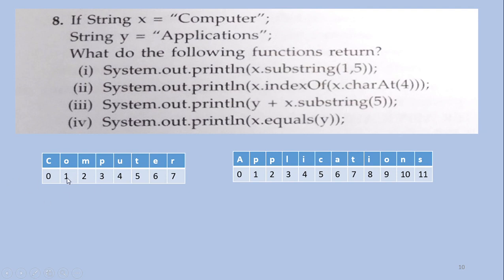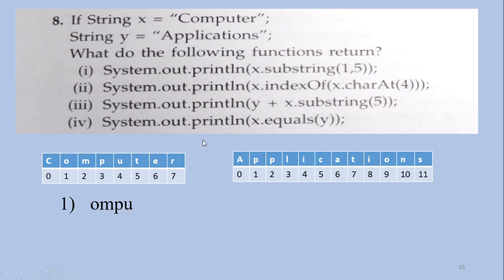So it starts from 1, it starts extracting from 4 till 4. So 5 is not included. So what will be in my substring? System.out.println from x. This is my x. From here I have to extract certain characters and make it a string. So what will be my first answer? It will be O, M, P and U. So this is my answer.